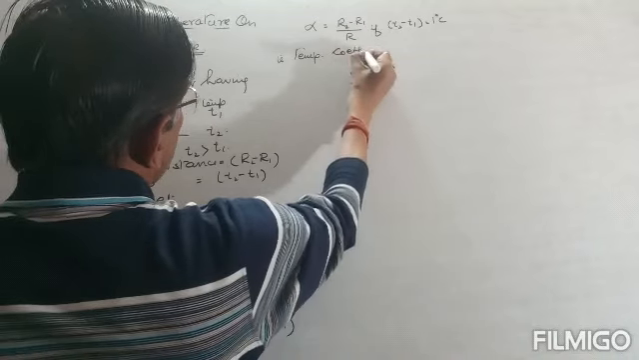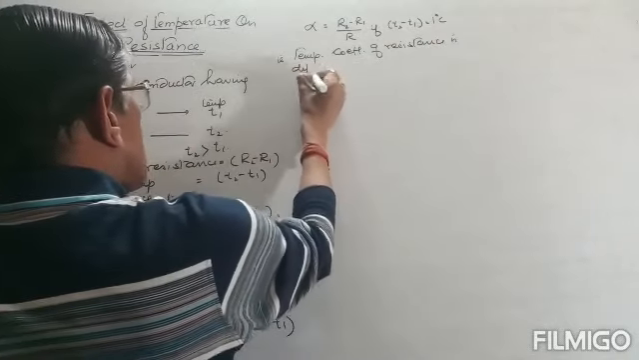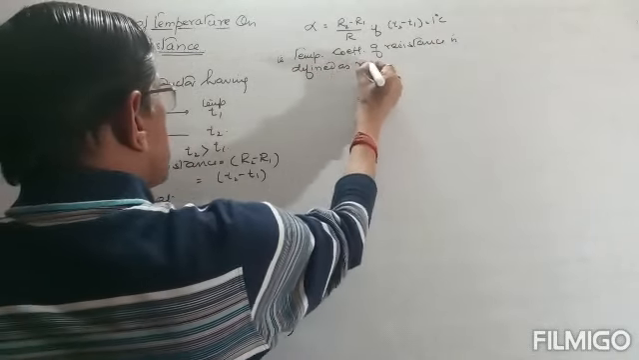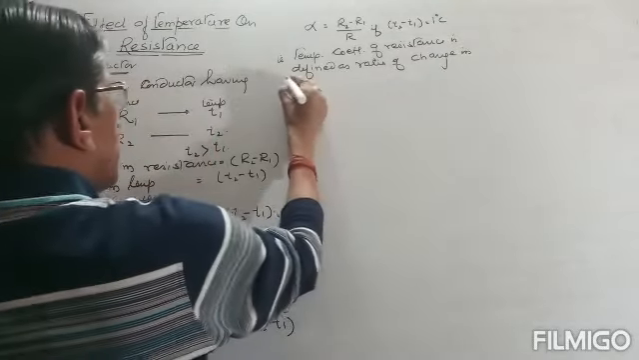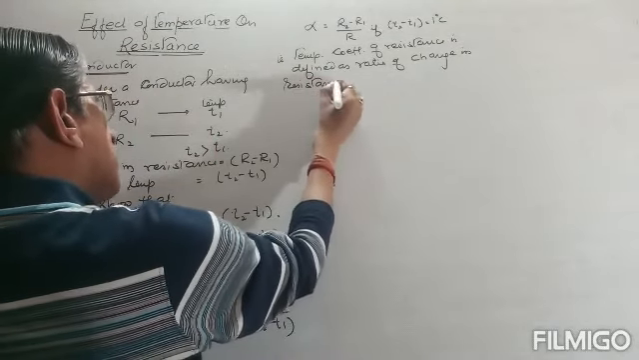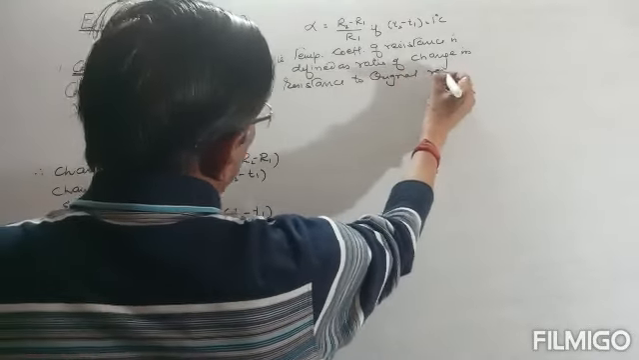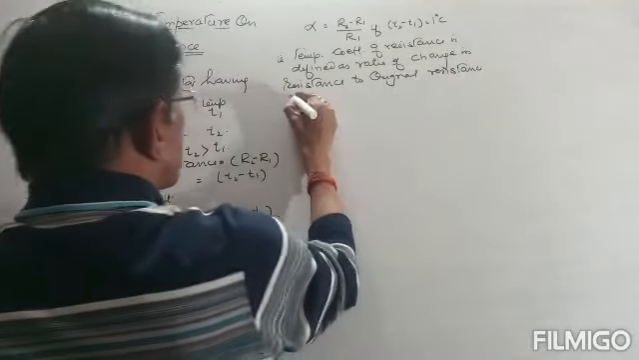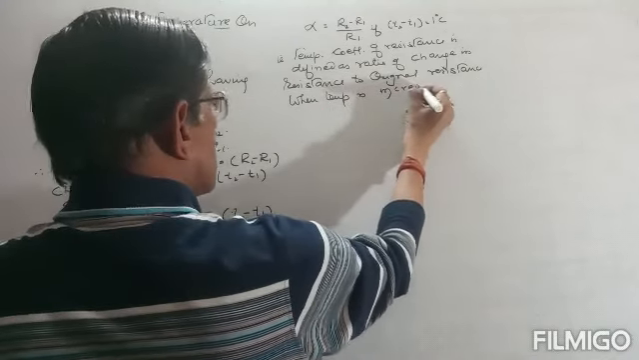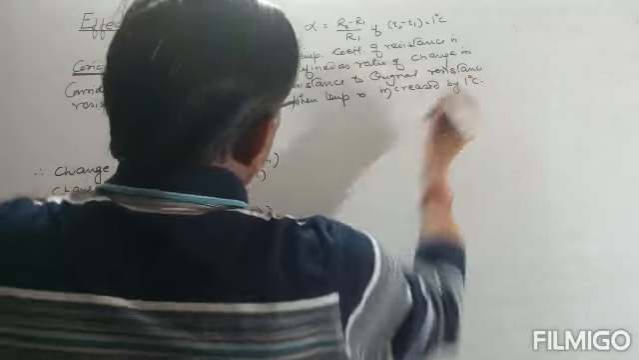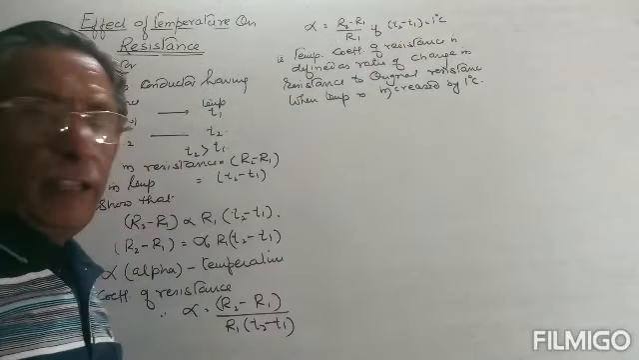That is, temperature coefficient of resistance is defined as the ratio of change in resistance to original resistance when temperature is increased by 1 degree Celsius.